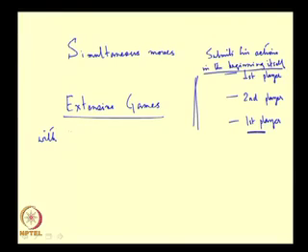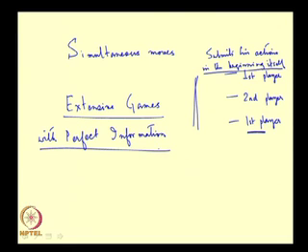But the games that we are going to discuss are extensive games with perfect information. Meaning that whatever action has been taken before I am taking my action is clearly known to me. There is no uncertainty. So, this is the genre of games that we are going to discuss.